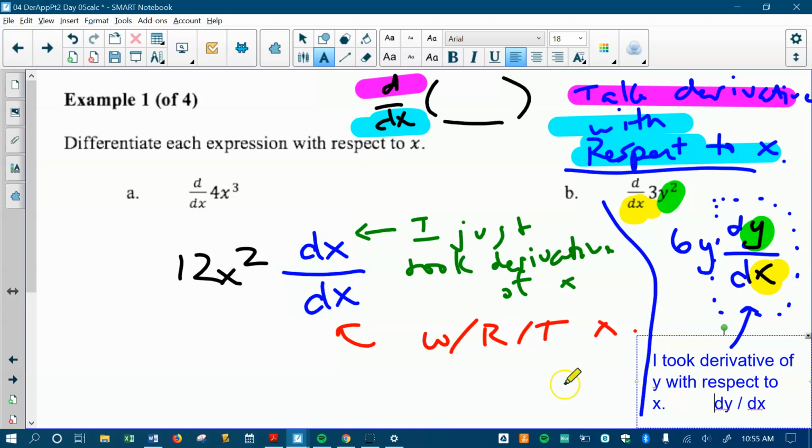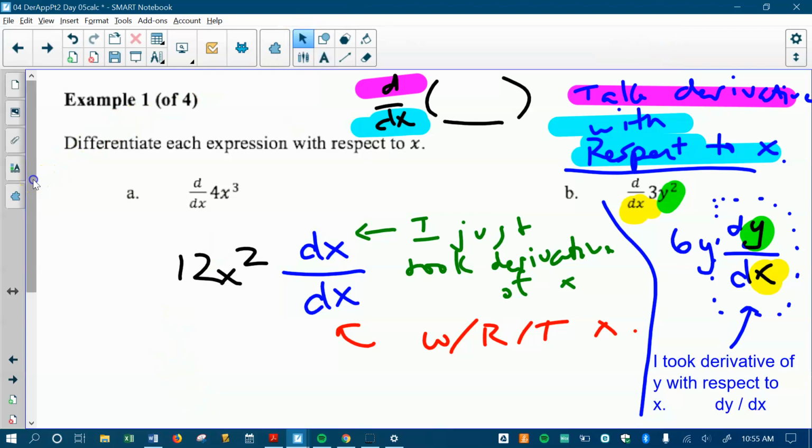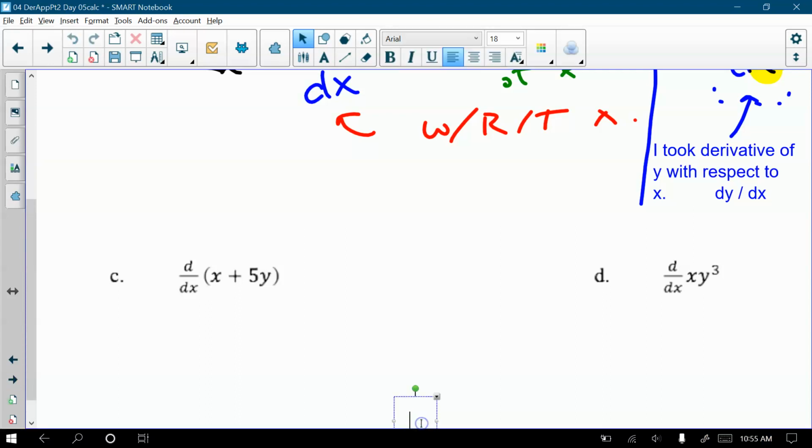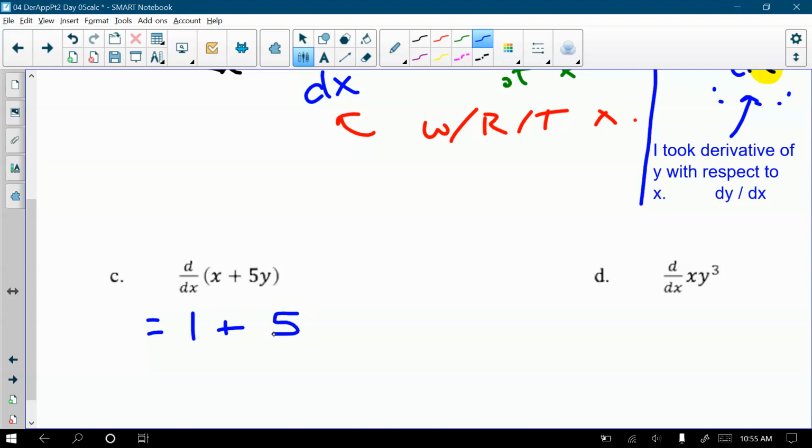We have a few more problems to try here. So let's keep going. For C, the derivative of x plus 5y. Well, the derivative of x with respect to x is just 1. So this first part is just going to be 1 plus the derivative of 5y will be 5, because it's the slope of 5y, so it's 5. But I just took the derivative of y with respect to x.